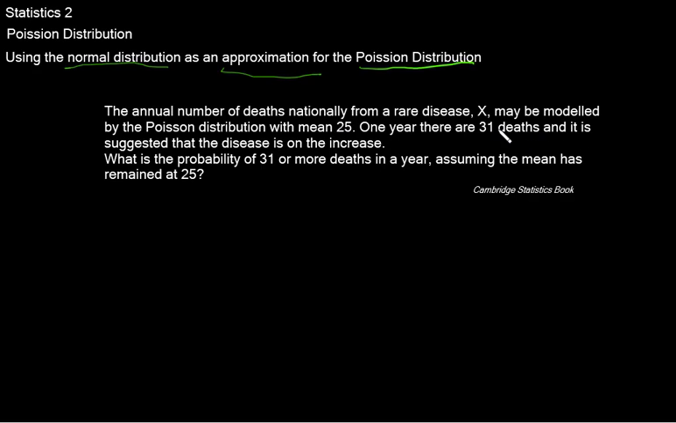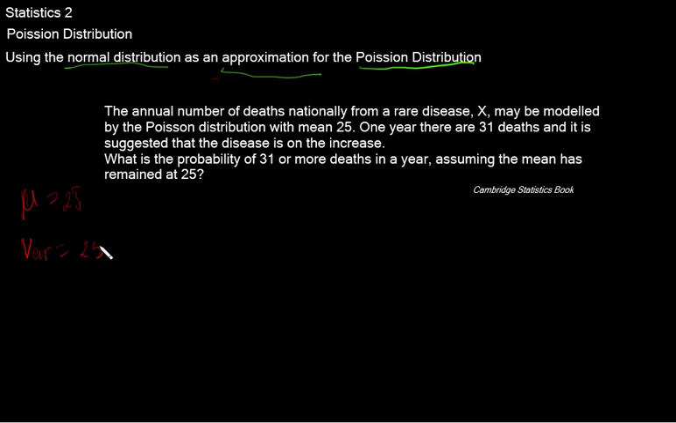Right, so here is an example of a question where we can use the normal distribution to approximate the Poisson distribution. The annual number of deaths nationally for rare disease X is modeled by the Poisson distribution with mean 25. One year there are 31 deaths, and it is suggested that the disease is on the increase. What is the probability of 31 or more deaths in a year, assuming the mean has remained at 25?